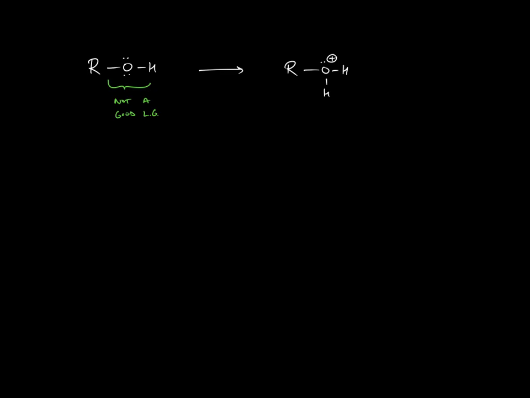The best way to add a hydrogen onto something is through an acid-base reaction, so we could just use something like HCl. The mechanism of this reaction is that the O could grab that H, and we end up with a protonated alcohol. This O+ is a good leaving group, and that does render that R group a good electrophile.